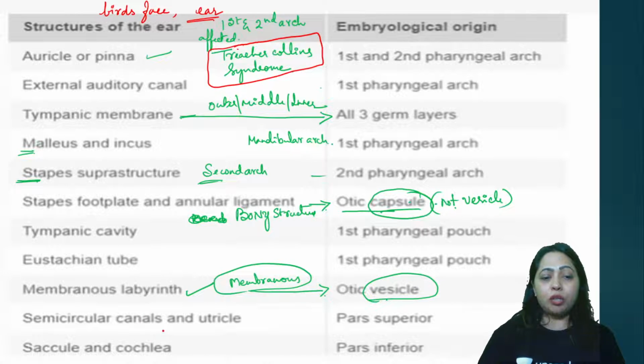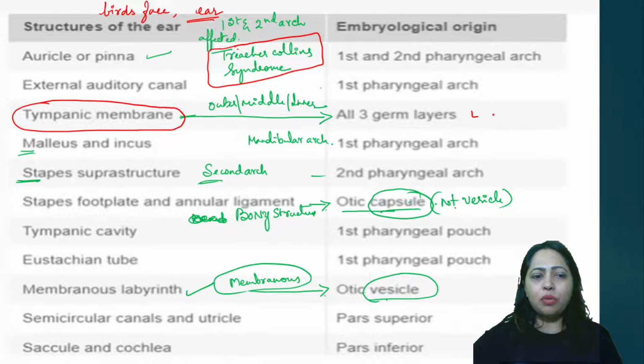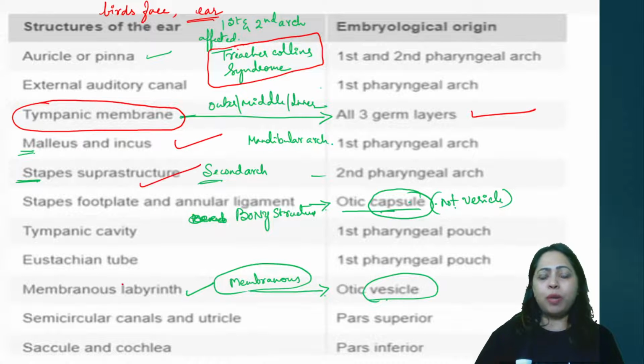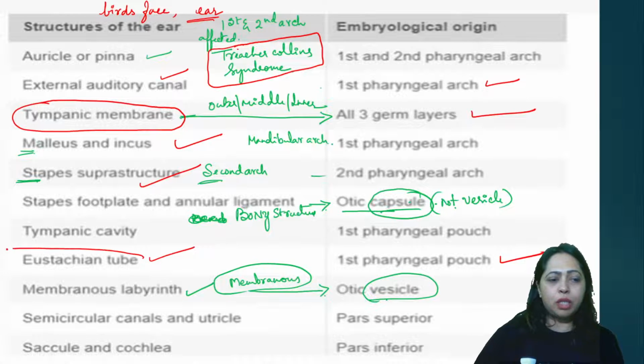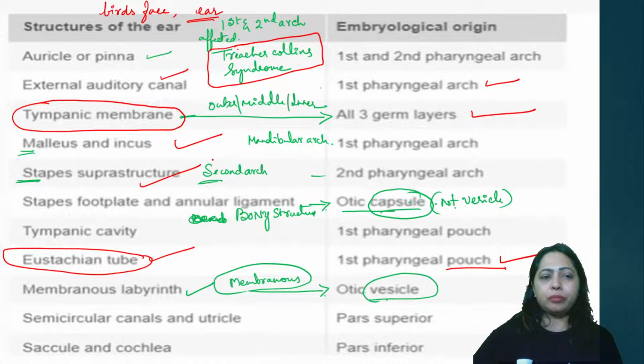Other than that, you have semicircular canals and utricle, saccule and cochlea. These are from the parts superior and inferior. So out of all these, if somebody asks you what is very, very important, I would say the tympanic membrane. Okay, tympanic membrane is very important. The malleus and stapes is very important. And also the external auditory canal is from the first arch. The opening is from the pouch. And then you also have the eustachian tube that is from the pouch. This is what I was talking about. Tube is from the pouch and auditory canal is from the arch. So keep the difference in your mind and learn accordingly.